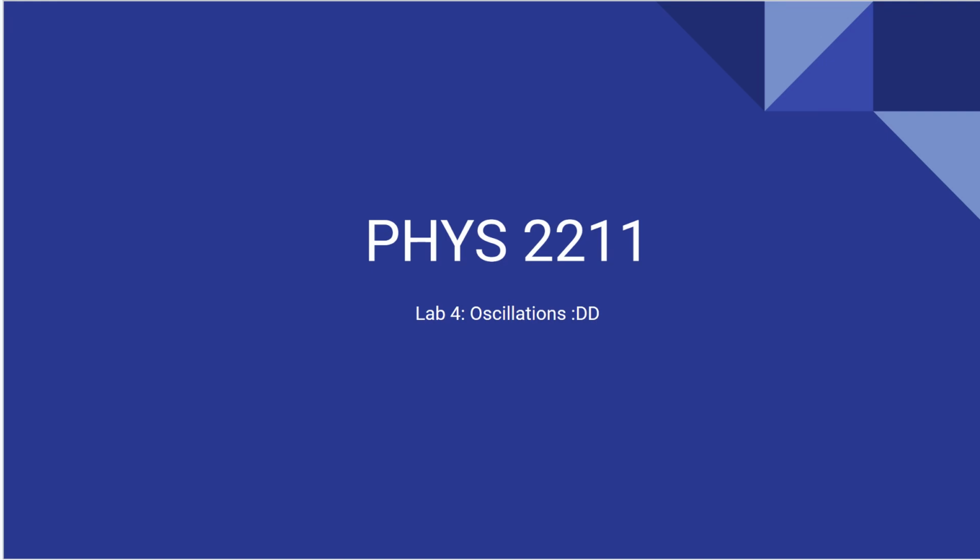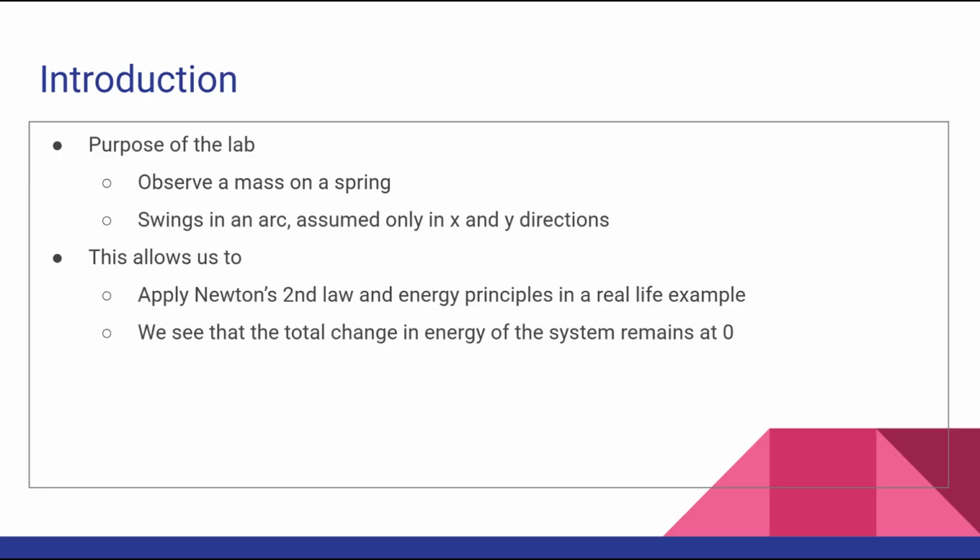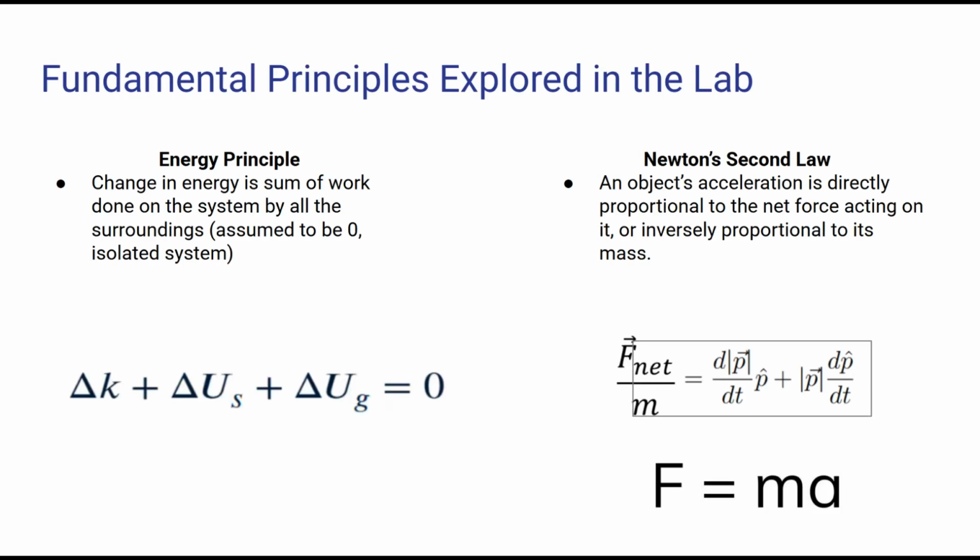This is my Physics 2211 lab number 4, oscillations. So to introduce the lab, the purpose of the lab was to observe a mass on a spring. It swings in an arc, and it's assumed that it's only in the x and y direction, so it's like two-dimensional, right? Doing this experiment allows us to apply Newton's second law and energy principles in a real-life example, and you'll see later on in the lab that the total change of energy of the system does remain at zero, which follows the energy principle.